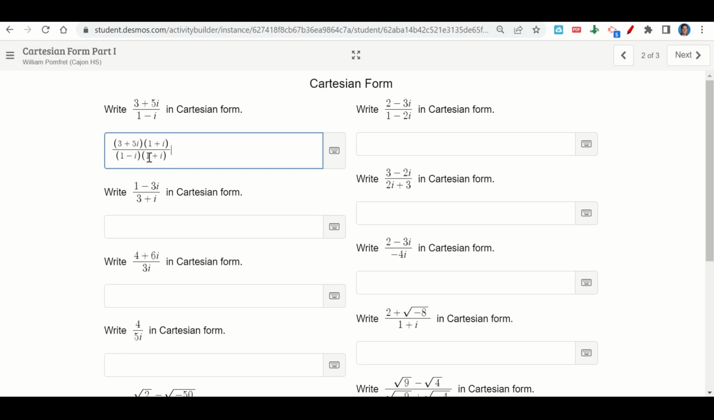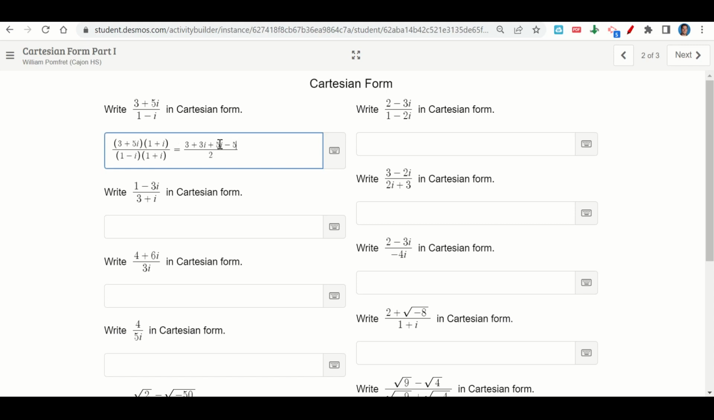So what we should recognize is in the denominator we have a difference of squares. So we know it's going to be, in the denominator, 1 squared minus i squared, which is 1. So we're going to have 2 as our denominator. Now we just need to figure out what the numerator would be, so we're going to multiply this out. So 3 times 1 is 3. 3 times i is 3i. 5i times 1 is 5i. And 5i times i is negative 5.